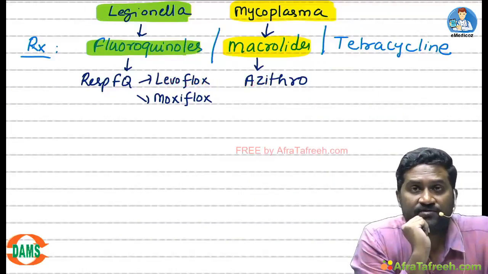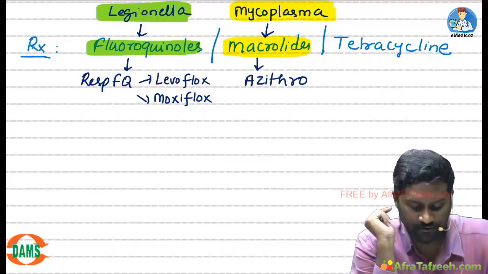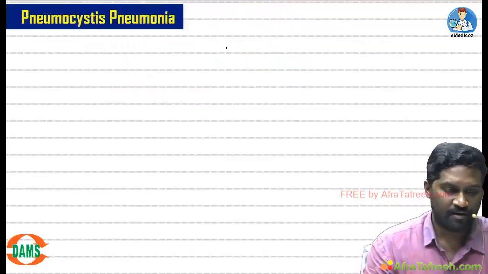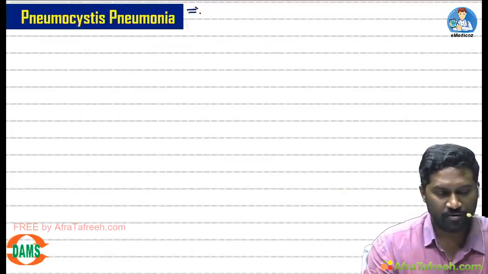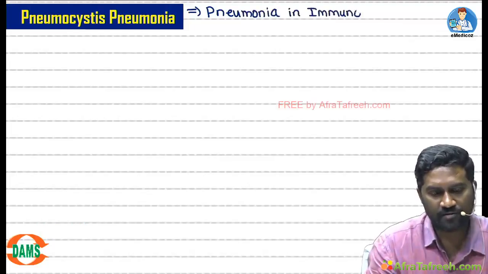Coming to VIP, very important pneumonia, pneumocystis pneumonia. Whenever I say pneumocystis, what is the disease that should come into your mind? HIV. It is only because of pneumocystis pneumonia that HIV was eventually discovered. Such is the importance. Write down pneumocystis pneumonia. This is a pneumonia in immunocompromised.